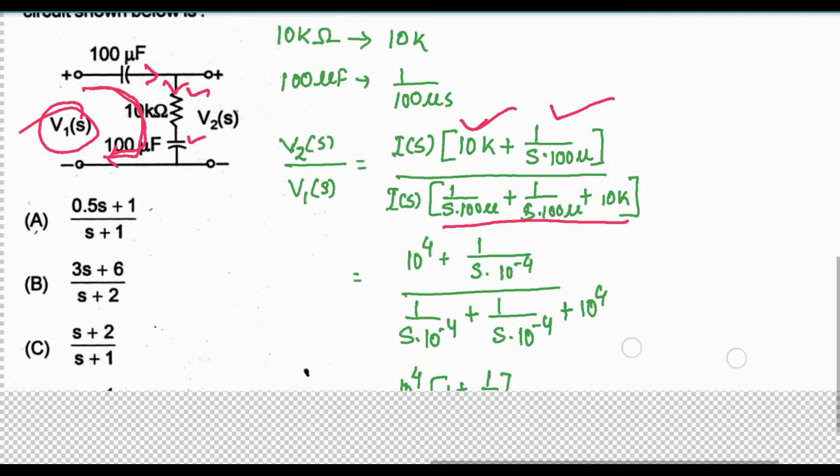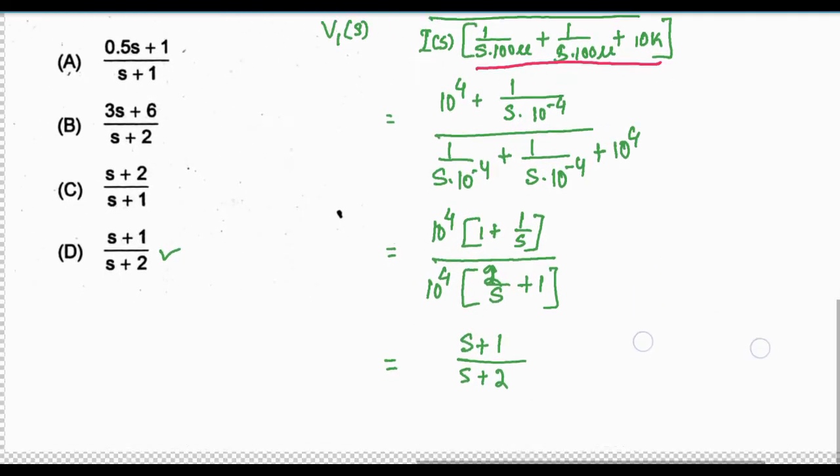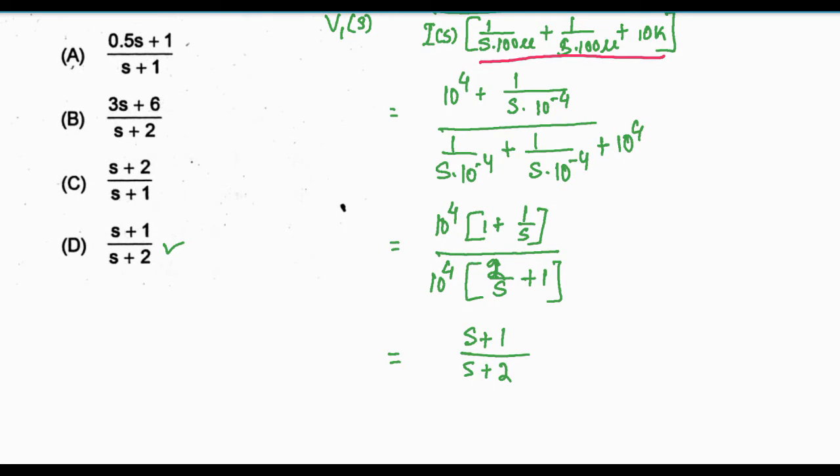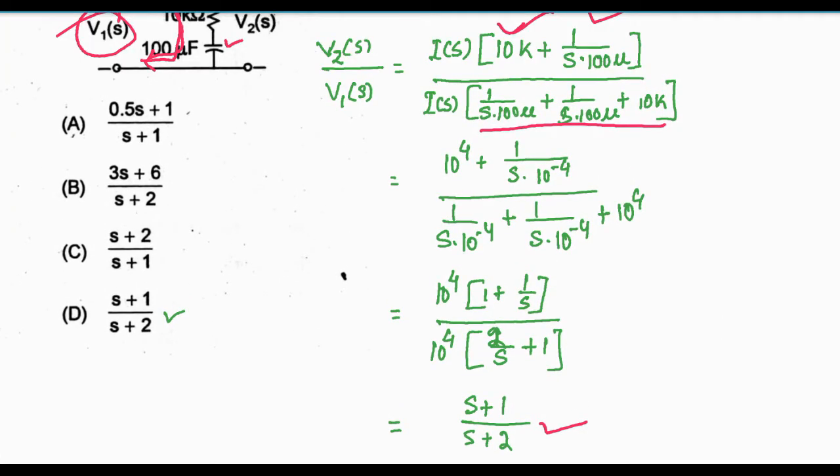So if we solve this one, what are we getting? We are getting simply S plus 1 by S plus 2. I am not totally simplifying this here, I have already done this one. So this one is S plus 1 by S plus 2. Here option D is the correct answer.